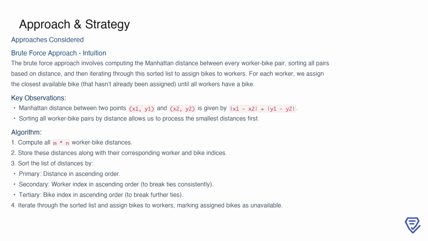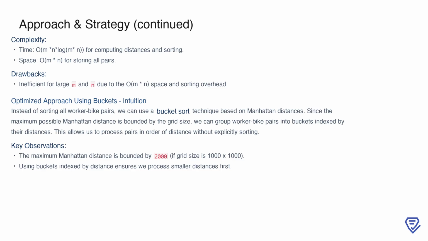Finally, we iterate through the sorted list, assigning bikes to workers while marking assigned bikes as unavailable. This ensures that each worker gets the closest possible bike available at the time of assignment. The brute force approach, while effective for small datasets, has significant drawbacks in terms of efficiency.